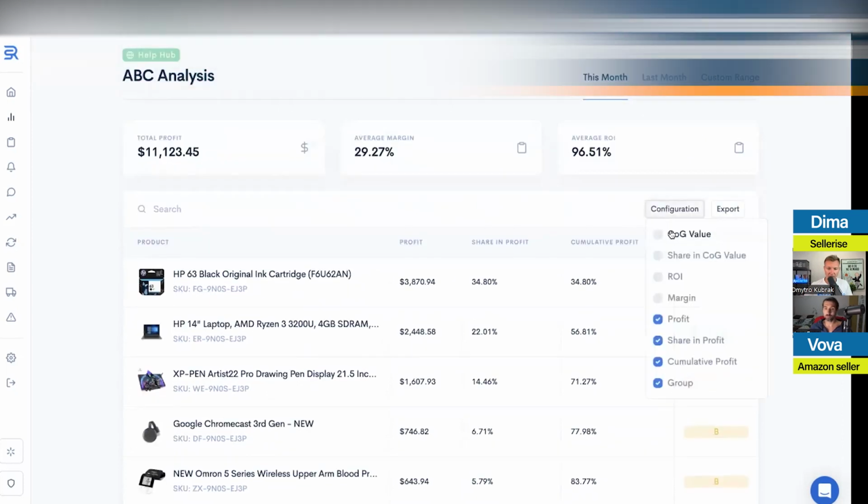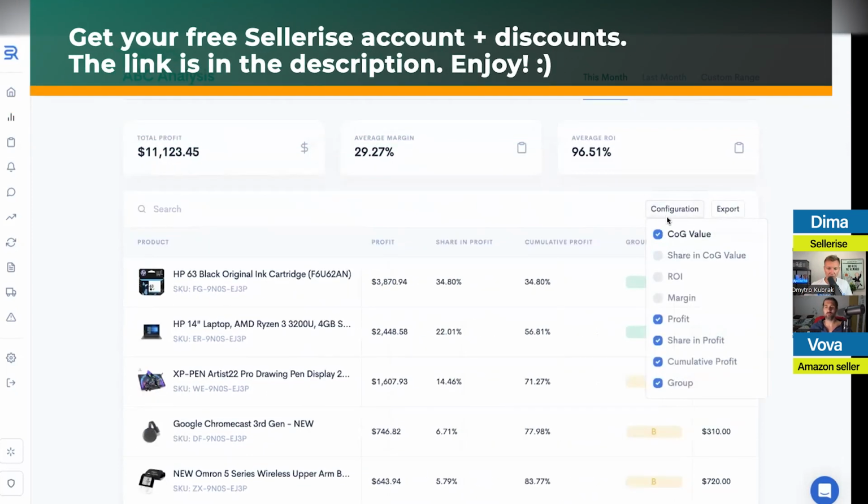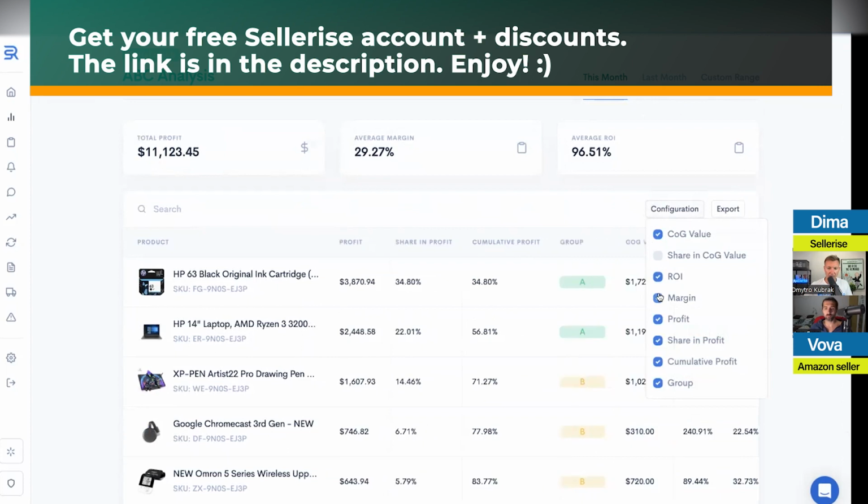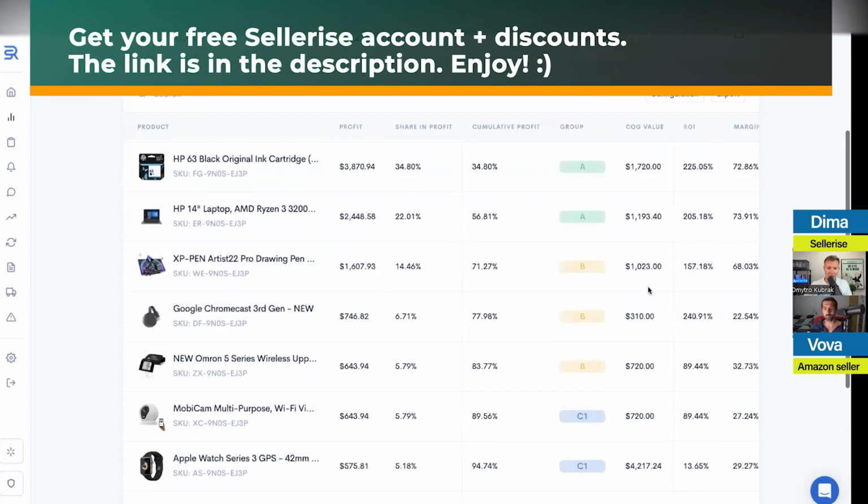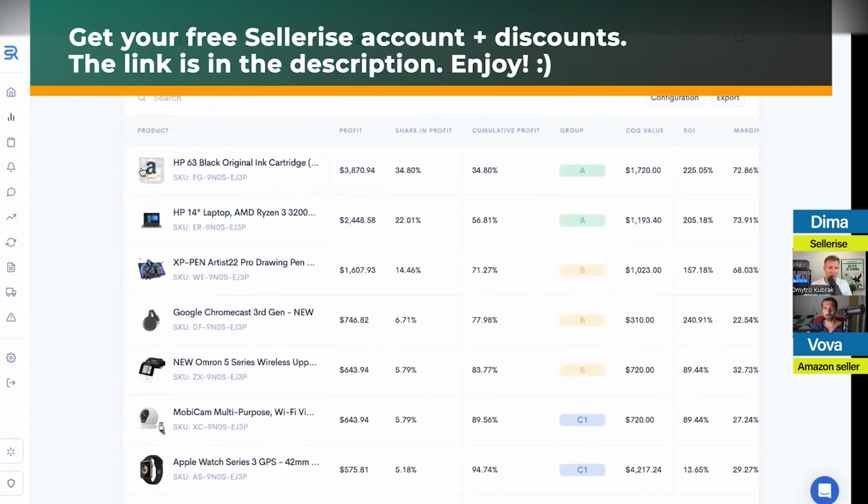For example, you can see the configurations. You can put the cost of goods. You see here ROI and margins. And now you can see what the ROI is on, for example, this product that brings the most amount of profit, but the ROI is so low. Let me give you a practical example.